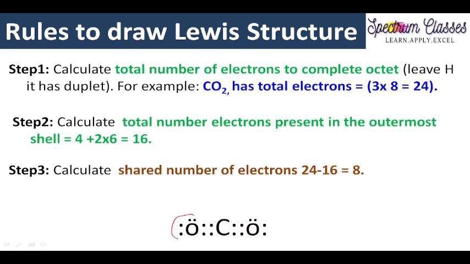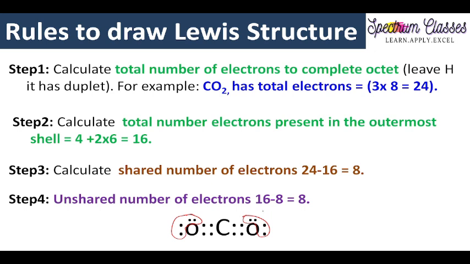Now if you want to calculate how many electrons are not going to be shared, then you can easily calculate that by subtracting the shared electrons from the outermost electrons, right? So 16 minus 8, we get 8. So these are the simple steps.